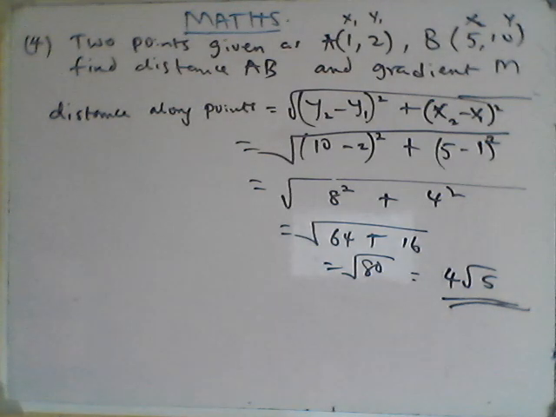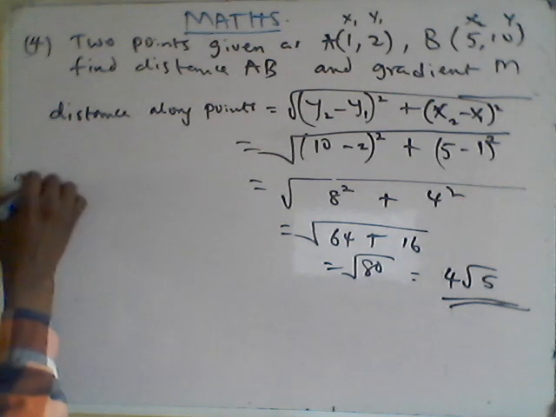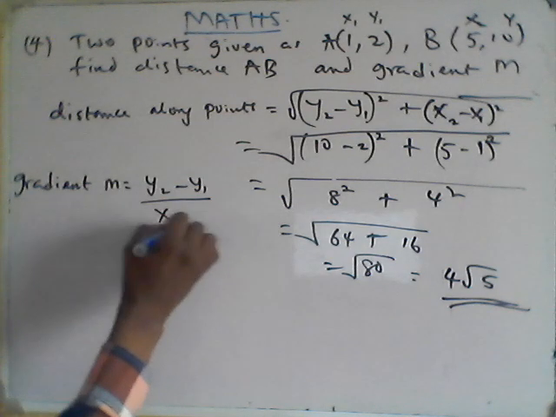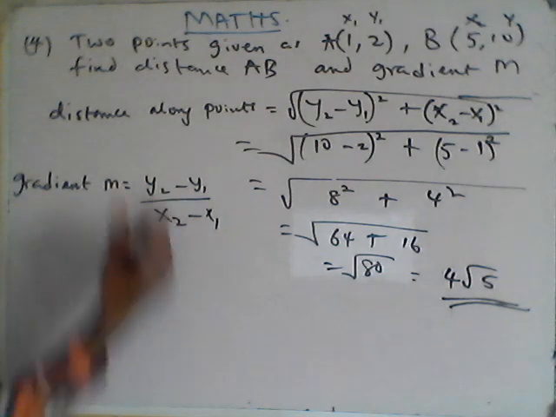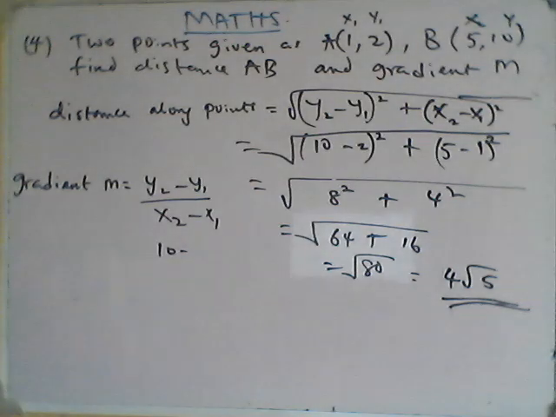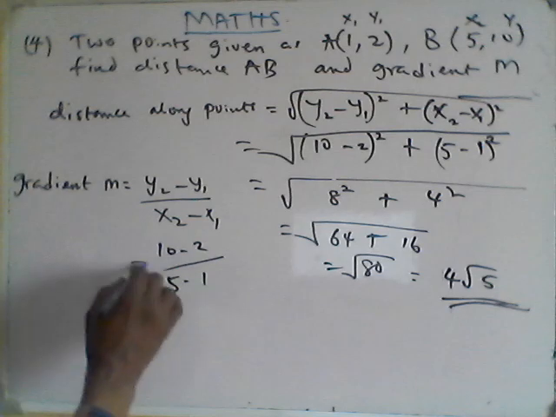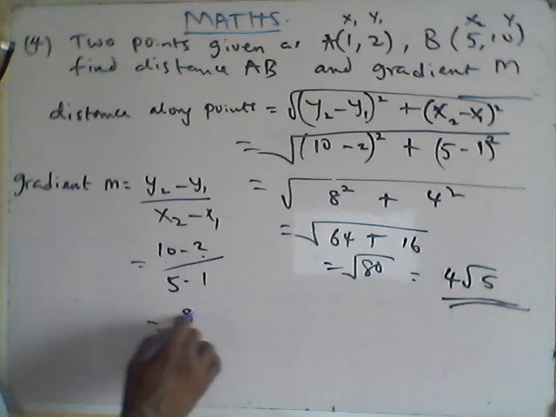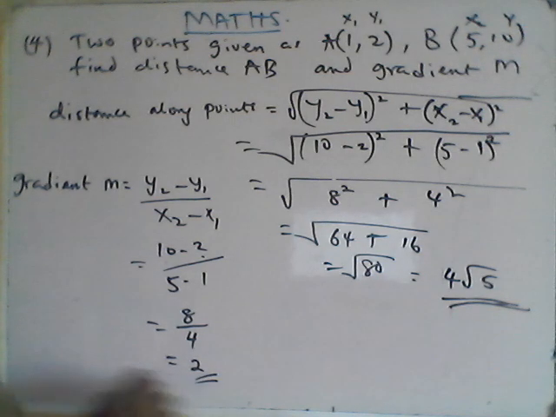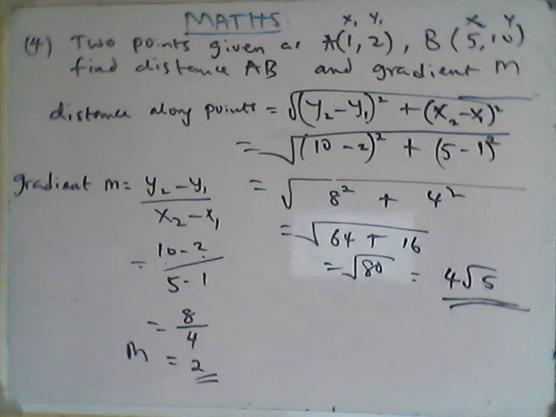All right, but now we're going to find the gradient. Gradient M is equal to y2 minus y1 over x2 minus x1, because it is the difference between the 2 points. So y2 is 10 minus y1 is 2, over x2 is 5 minus x1 is 1. So 10 minus 2 is 8 and 5 minus 1 is 4. So 8 divided by 4 will give me 2. So gradient M is 2, and the distance between the points is 4 root 5.